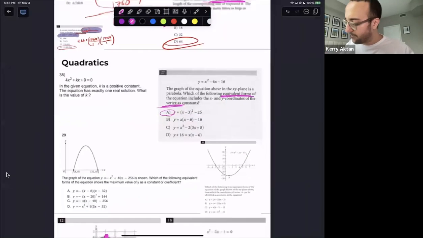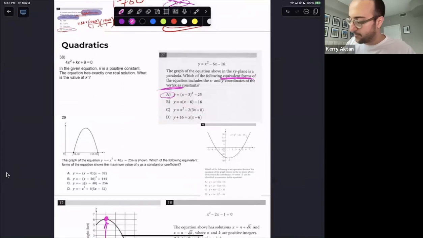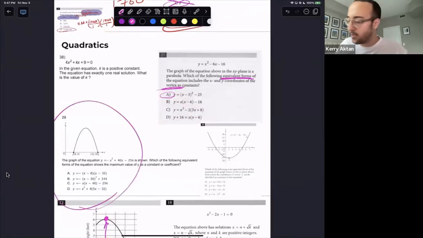Let's keep going. I have more of those, to be honest, but I don't want to waste too much time. Like, if you look at 29, it's identical to that question. I think actually that's the October exam. Yeah, that's the one from October.